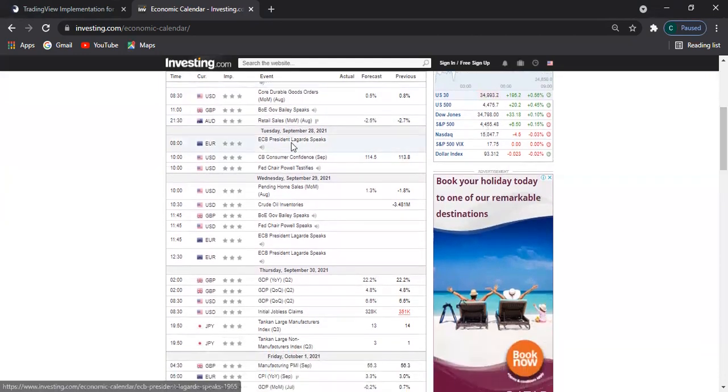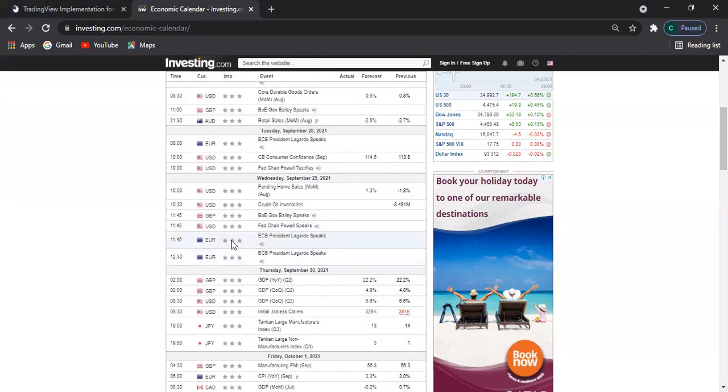On Tuesday, we're going to have again for the Euro, President Lagarde speaking tomorrow. Consumer confidence for the US will be the strongest event of the day. On Wednesday, we're going to have pending home sales, crude oil inventories. For the pound, we're going to have the Bank of England governor speaking, right? We're going to have Chair Powell speaks for the US because of the Fed, right?